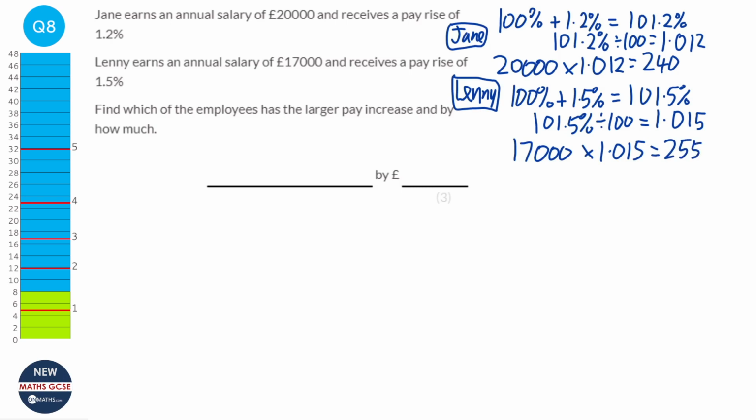So Lenny has 255, Jane has 240. It says which of the employees has a larger pay increase and by how much. So the answer will be Lenny, and it's by £15 because that's the difference between these.